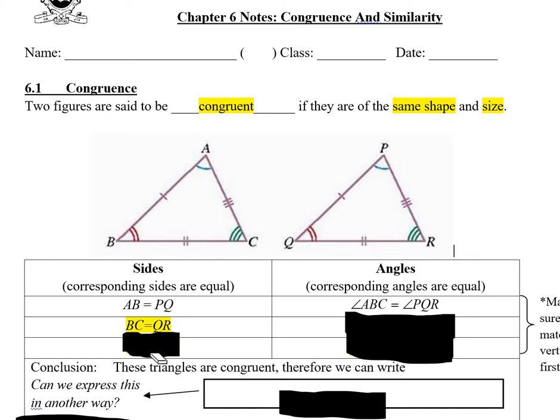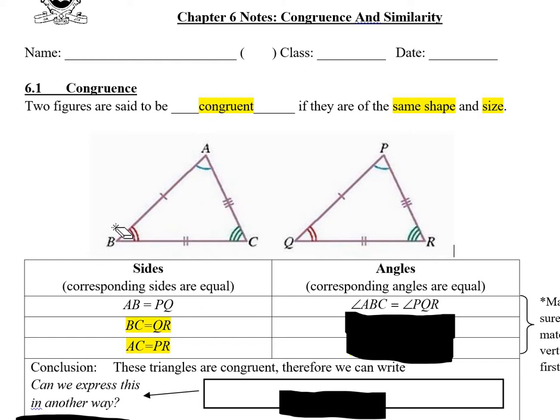And the last one, I hope you are able to see it now because this is the last side of the triangle. It will be AC, which is equal to PR. So take note, we have indicated the corresponding sides with the stroke here. AB and PQ, we put it as one stroke. BC and QR, they're the same, we put it as two strokes. And AC equals to PR, we put it as three strokes.